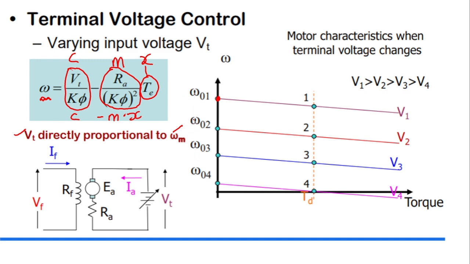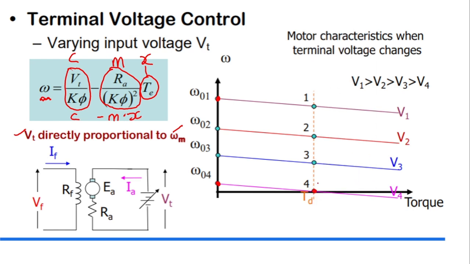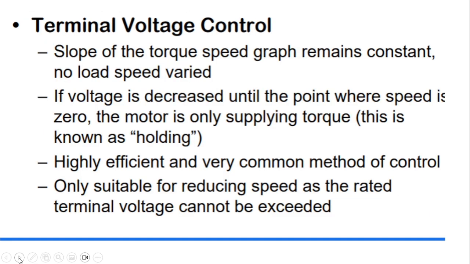If you keep decreasing Vt, you'll reach a point at the same torque where you end up with something called holding force. At some value of Vt for the same torque, your speed drops to 0, so it will just hold. Note you need to know the different types of voltage controls, the equation for it, and the important parts, which is holding.